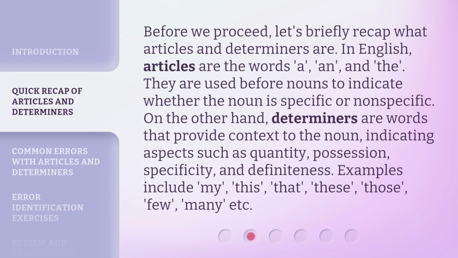Before we proceed, let's briefly recap what articles and determiners are. In English, articles are the words a, an, and the. They are used before nouns to indicate whether the noun is specific or nonspecific. On the other hand, determiners are words that provide context to the noun, indicating aspects such as quantity, possession, specificity, and definiteness. Examples include my, this, that, these, those, few, many, etc.